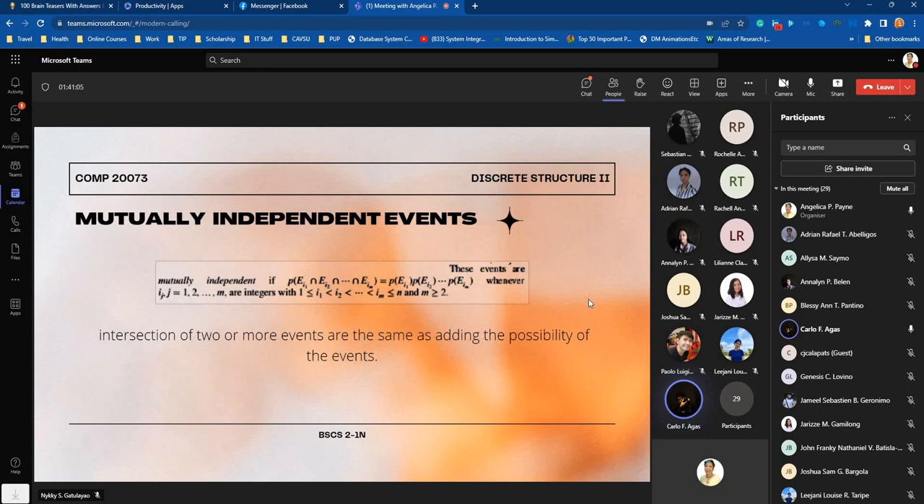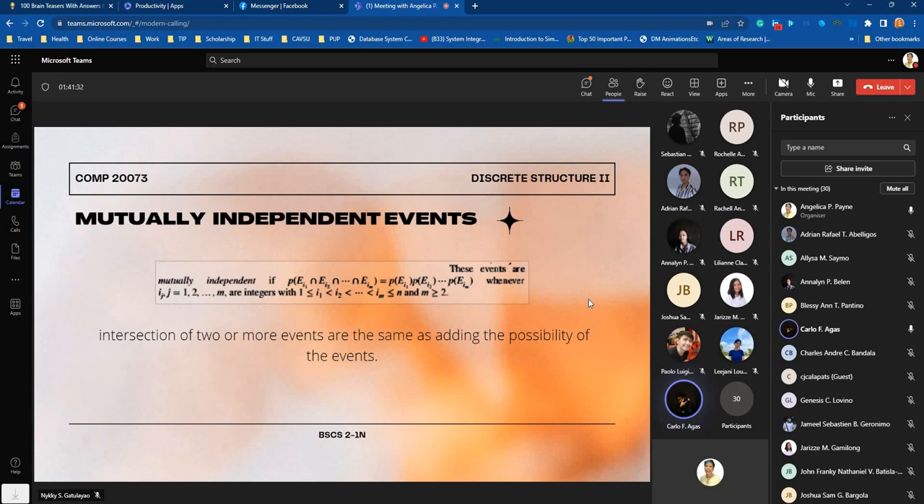Mutually independent events. Ngayon, dito na napapasok yung pinagkaiba nilang dalawa. Si mutually independent events, intersection siya ng 2 or more events. So, 2 or more siya. Independent event siya, pero pwede siya maging 3 events, 4 events, 5 events. Yan. Ganon yung difference nila. Si pairwise, from the word itself, pair, dalawa. Pero si mutually, hindi siya limited sa dalawa. Pwede siya maging 3 or more.